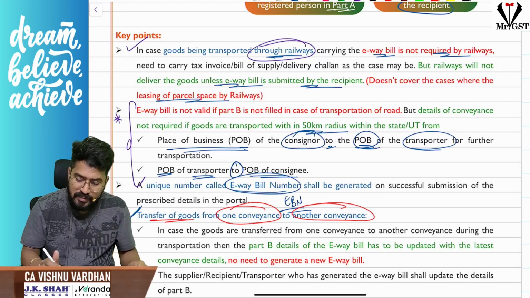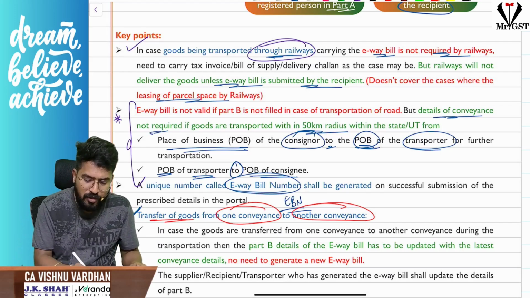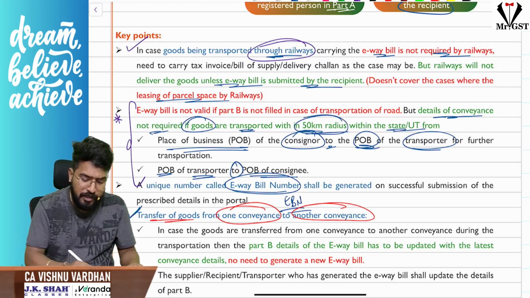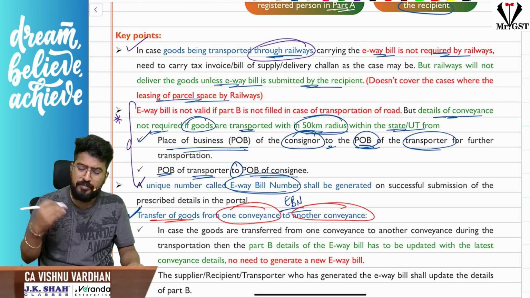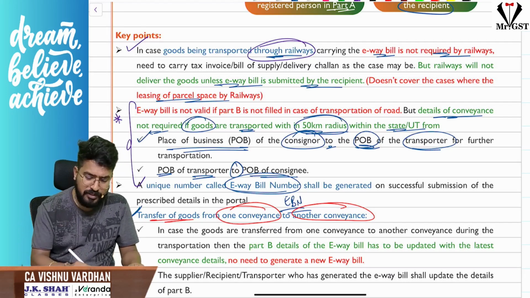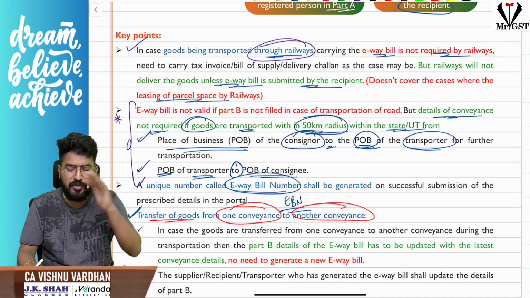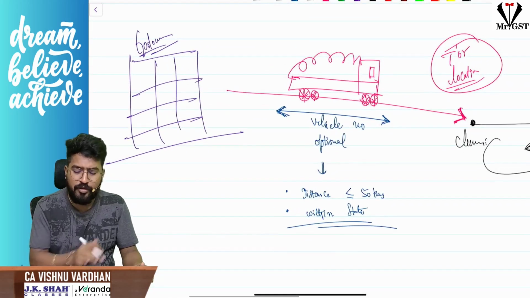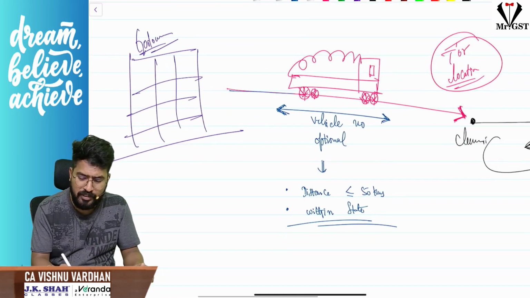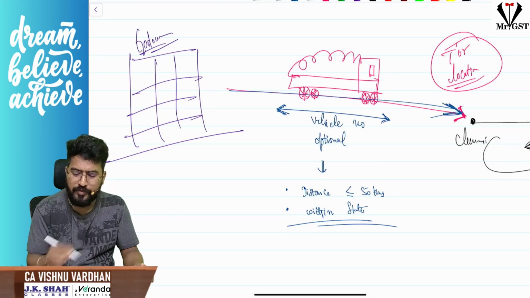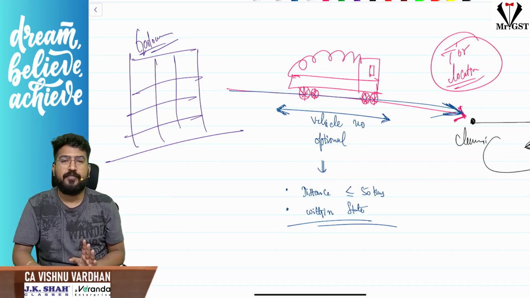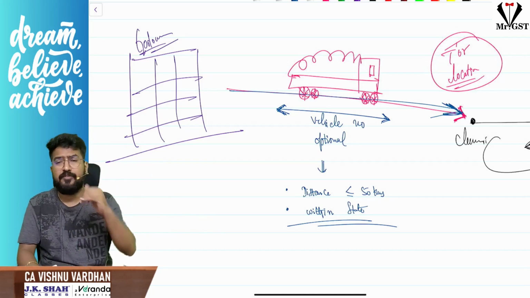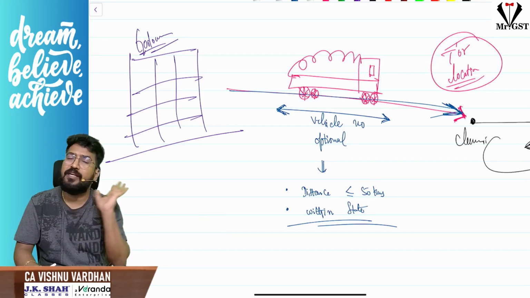But here one interesting case is, sir, details of conveyance are not required if the goods are transported within a 50 kilometer radius within the state or union territory, from the place of business of the consignor to the place of business of the transporter for further transportation, and from the place of business of the transporter to the place of business of the consignee. What does it mean? Sir, from your godown, you take the goods in a lorry, in a vehicle, to the transporter location. For that movement, you can raise part A of the e-way bill and move the goods. In part B, vehicle details are not required.